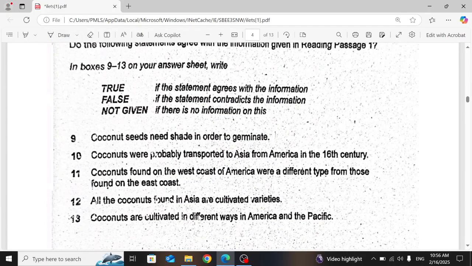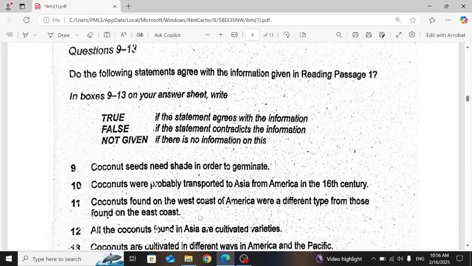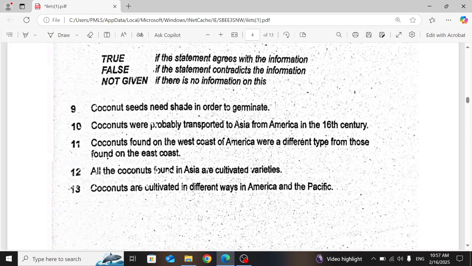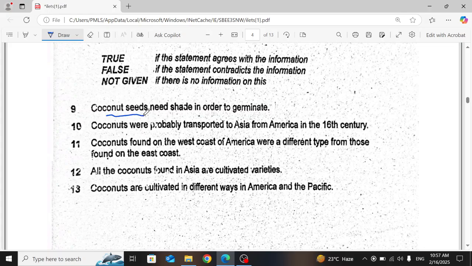So next we have the second option, questions 9 to 13. Do the following statements agree with the information in reading passage 1? We have to decide whether the statements are true, false or not given. Coconut seeds need shade in order to germinate. We have to figure out whether coconut seeds need shade or not.